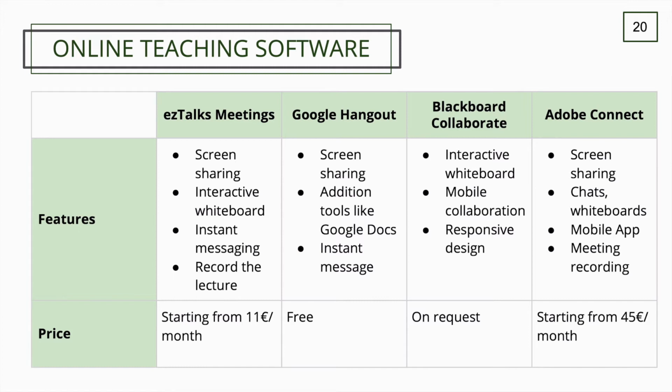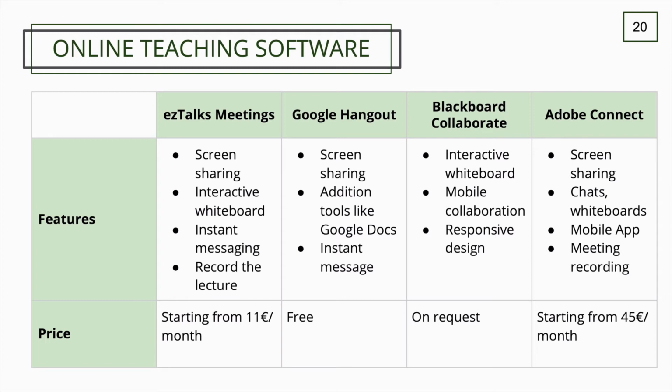Again, the first one is the best choice to make. Yes, it's cheap, 11 euros a month. It's not bad. And that's the starting point. So you can go up, but 11 euro is very good. Next one is Google Hangout. It has screen sharing, edition tools like Google Docs, instant messages. The only downside is it is not as good as STalks Meetings. Like the interface isn't as modern and open like STalks Meetings.